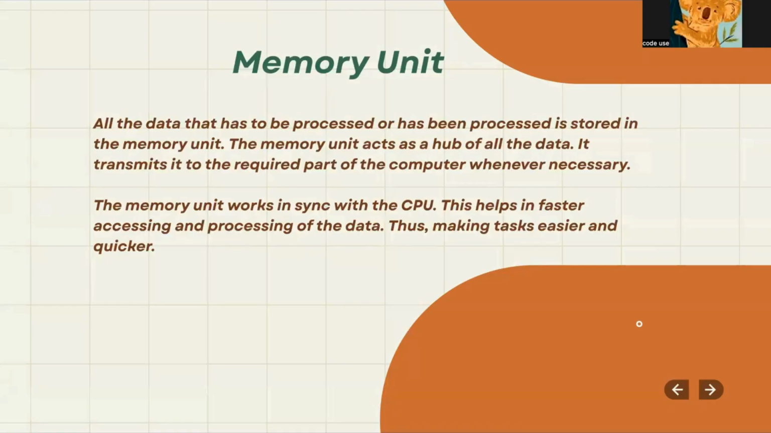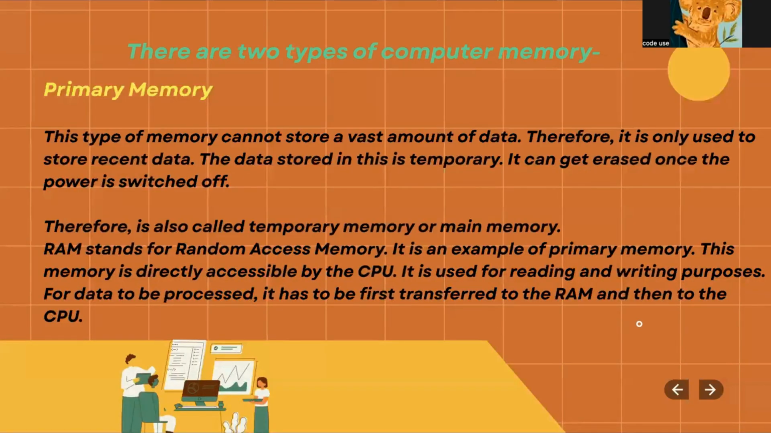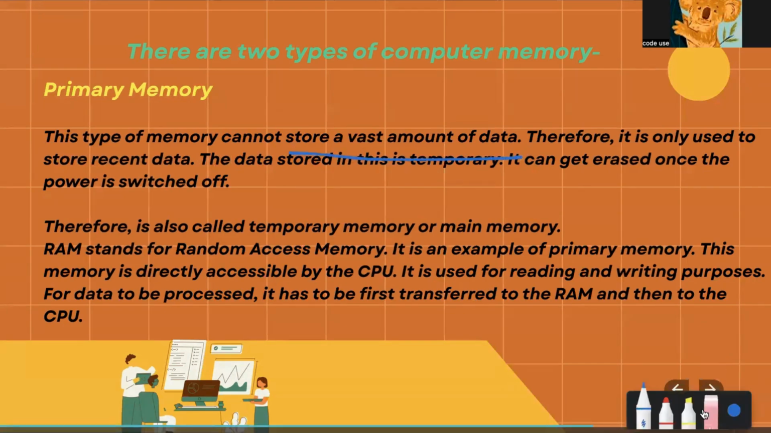Next, the memory unit works in sync with the CPU. This helps in faster accessing and processing of the data, thus making tasks easier and quicker. Again, in the memory unit we have two kinds, the primary memory and secondary memory. This is very important. The primary memory cannot store a vast amount of data. So if you give a large amount of data, it will not be stored there.